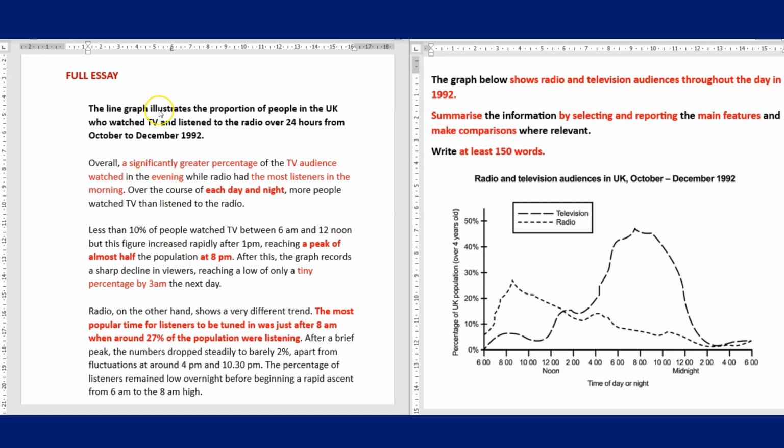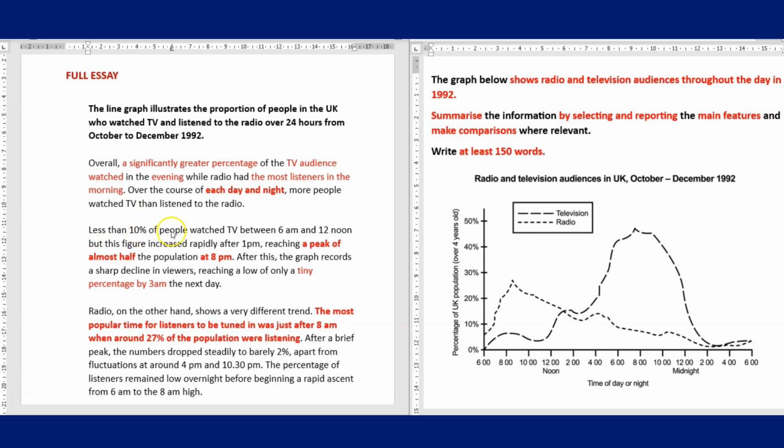The line graph illustrates the proportion of people in the UK who watch television and listen to the radio over 24 hours from October to December 1992. Overall, a significantly greater percentage of the TV audience watched in the evening, while radio had most of its listeners in the morning. Over the course of each day and night, more people watch TV than listen to the radio.